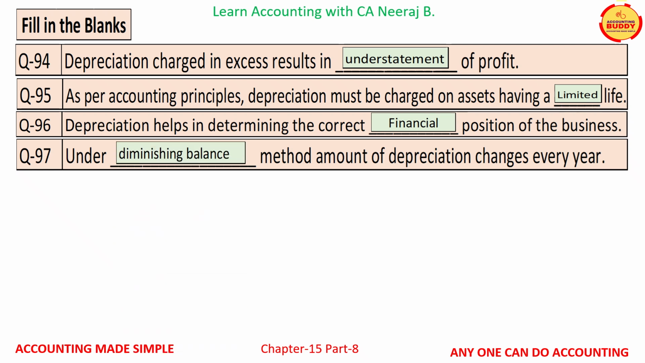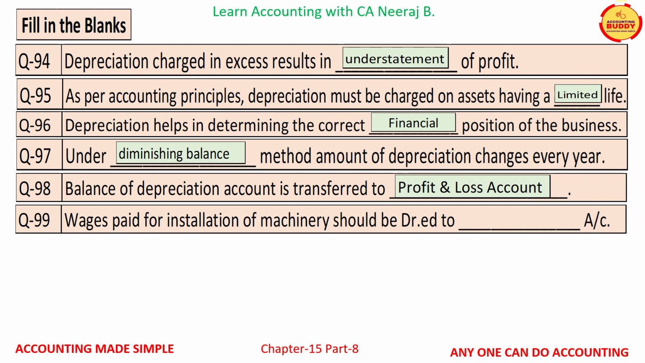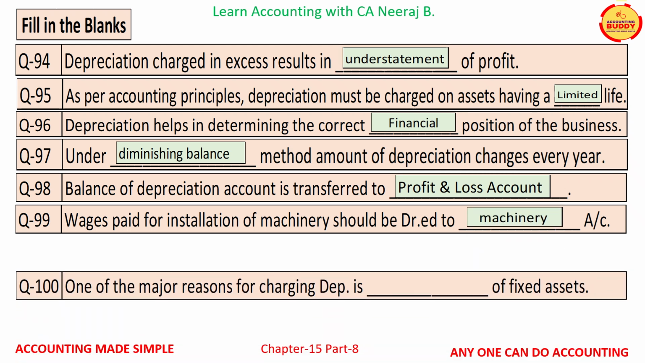Question number 97, under dash method, amount of depreciation changes every year, and the correct answer is diminishing balance method. Question number 98, balance of depreciation account is transferred to dash, and the correct word is profit and loss account. Question number 99, wages paid for the installation of the machinery should be debited to dash account, and the correct answer is machinery account.